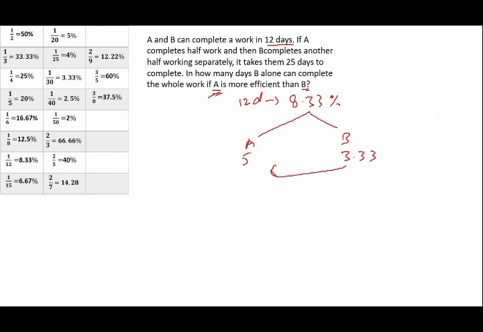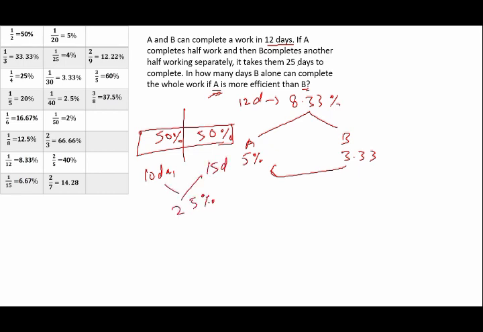Coming back, we have just one possibility here, and so we'll cross-verify. 50%, 50%, 5% a day, which means 10 days, 3.33, which means 15 days. Together, the 25 days, not percent. Now you have to find the value for B. You see your 25 days is matching with the data given in the question.